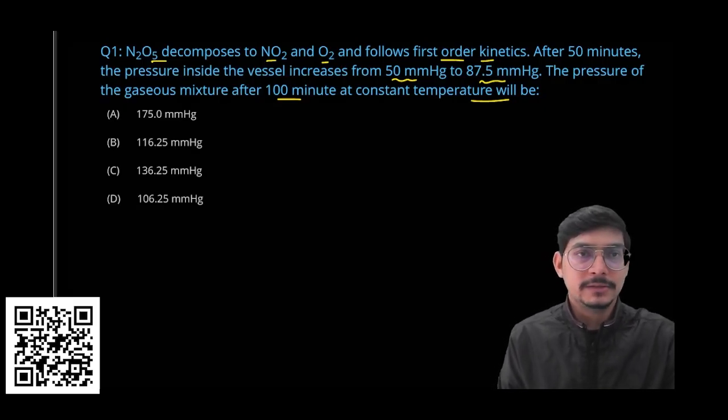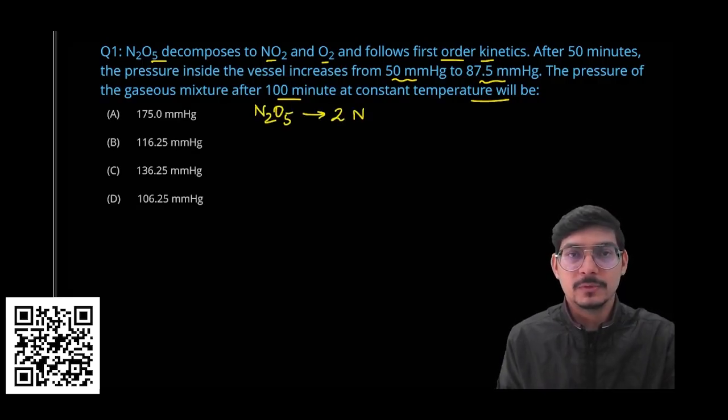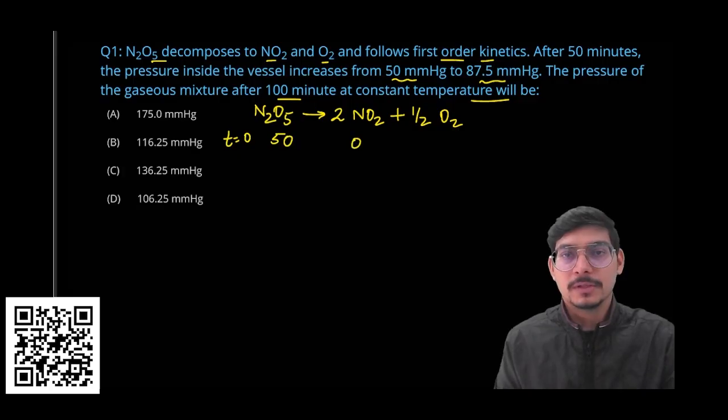So let us start by writing the equation. N2O5 decomposes into 2NO2 plus half oxygen. Initially, it is given that the pressure of N2O5 is 50. So we are assuming that initially only reactant is present, whose pressure is 50 in terms of millimeter of mercury. The pressure of the products, let's assume them 0. After 50 minutes, the change in the pressure of N2O5, let's say it's -x. As per the stoichiometry of the reaction, the change in the pressure of nitrogen dioxide would be plus 2x, and that of oxygen would be x by 2.